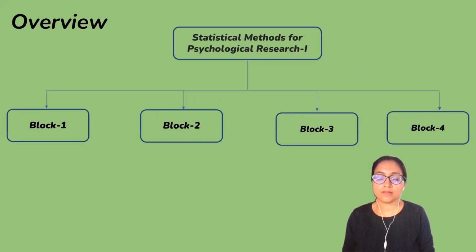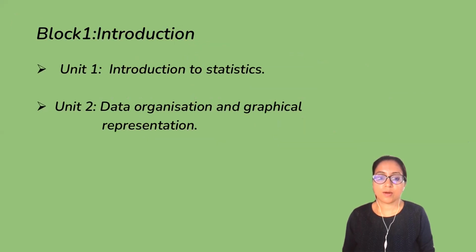To start with, the paper, Statistical Methods for Psychological Research 1, is divided mainly into 4 blocks, that is Block 1, Block 2, Block 3, and Block 4. So let us discuss each of these blocks in detail. Coming to Block 1. Block 1 is the introduction. This block comprises 2 units, that is Unit 1 and Unit 2. Unit 1 is Introduction to Statistics and Unit 2 is Data Organization and Graphical Representation.